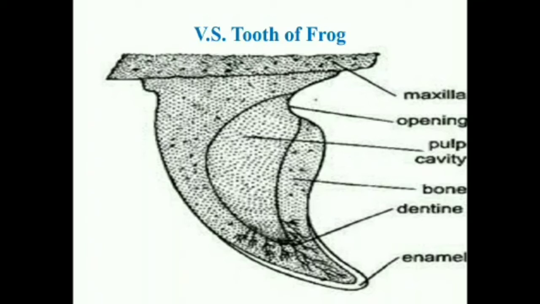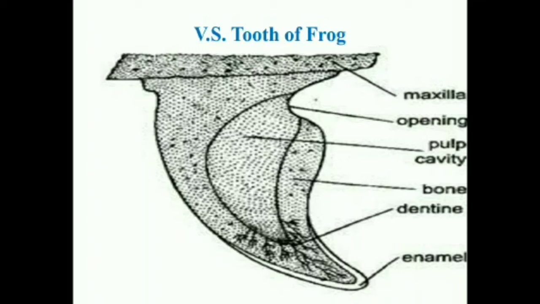The very first feature: frog's teeth are acrodont. Acrodont means they are attached to the maxilla or upper jaw by their base. As they attach to the jaw by their base only, they are said to be acrodont. Then it is homodont dentition also. Homo means similar. All kinds of teeth are similar. There are no incisors, canines, premolars, molars like the ones in our mouth. Mammals have heterodont dentition, but amphibians have homodont, meaning all teeth are of similar kind.